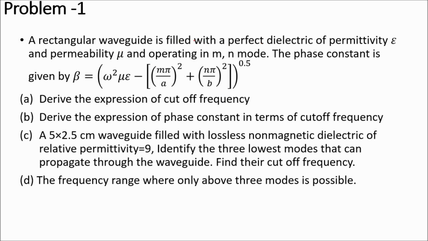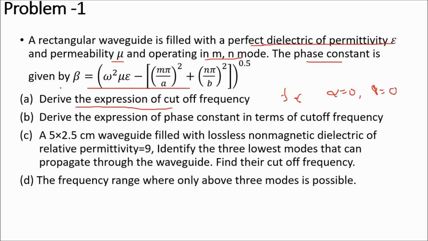So you see here a waveguide is filled with perfect dielectric, permittivity epsilon and permeability mu, and the mode of Mn. The phase constant is given by this. We have to derive the cutoff frequency expression. So you see the phase constant is given. So at cutoff frequency Fc, what will happen? Both alpha and beta will be 0. Alpha equal to 0, beta equal to 0.